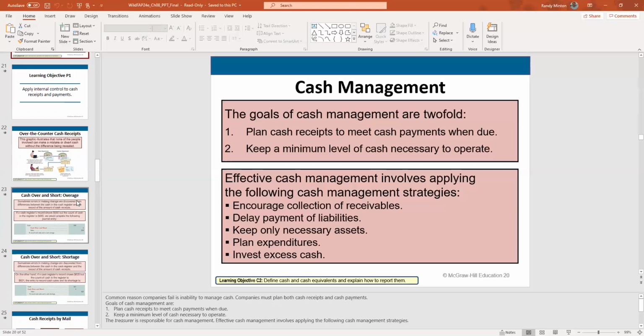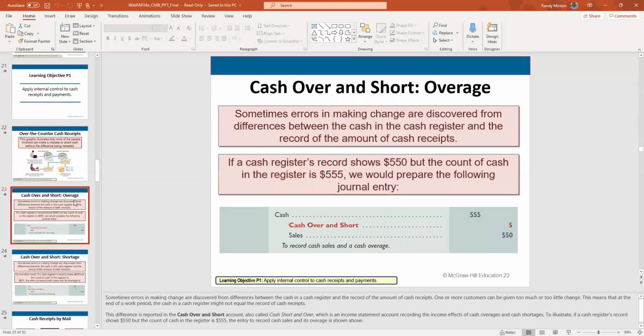Okay, let's see here. I talked to you already about cash over and short, and this first one here is an example of where they had $555 in the register. They were supposed to have $550, so they had $5 over. Notice it's on the credit side here. The sales remain the same, $550.